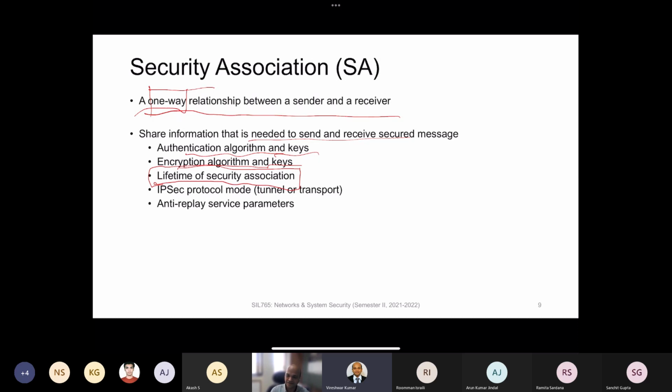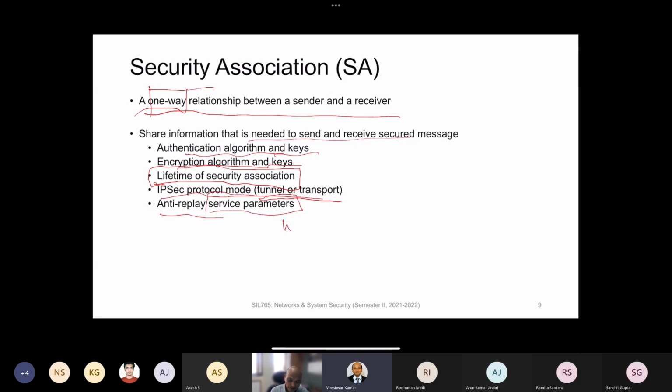It has to be defined for a certain amount of time, and that is also a parameter that could be defined here. Whether you want to have that security association just for 1 second or 1 hour, that is also something that has to be defined. Then some other properties can also be defined here. For instance, what is the mode, tunnel or transport mode, and anti-replay service parameters.